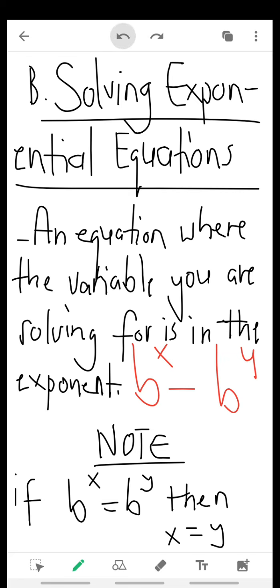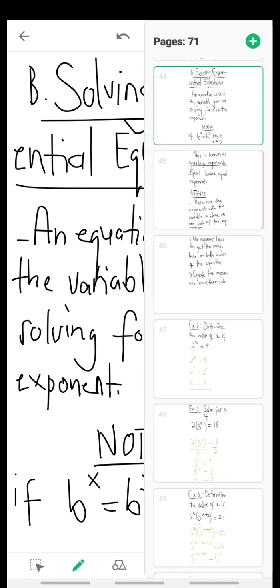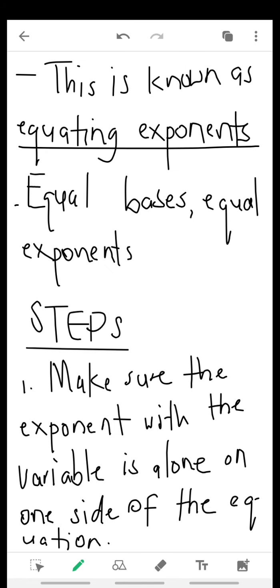Okay. So having said that, let us now move on. That's very important. I wanted you to take note of that. So this is known as equating exponents. Equal bases, equal exponents. That's what we say. So let us look at steps for you to solve exponential equations.